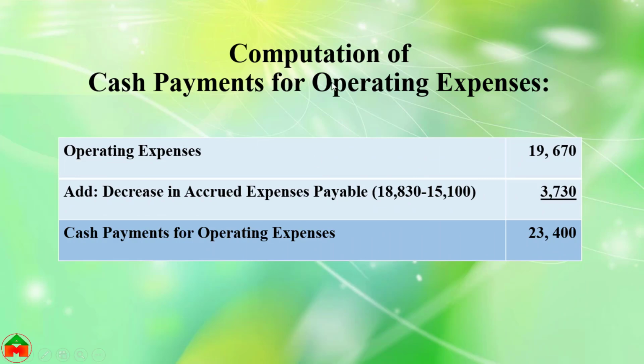So this is the calculation. Computation of cash payments for operating expenses. We have seen the operating expense amount is 19,670, and we have adjusted the decrease in accrued expense payable. We have added this decrease in accrued expense payable with the operating expense. The amount is 3,730. So after adjustment we can see the cash payments for operating expenses is 23,400. So we are going to write it to the main cash flow statement.